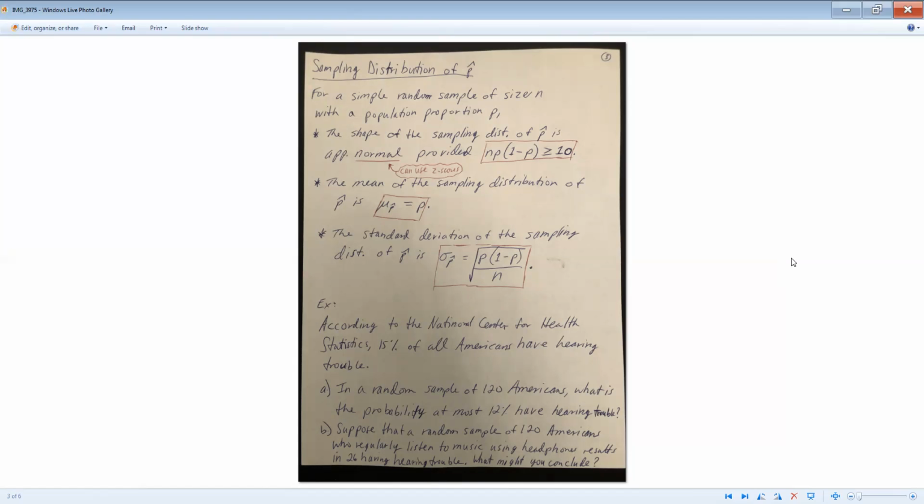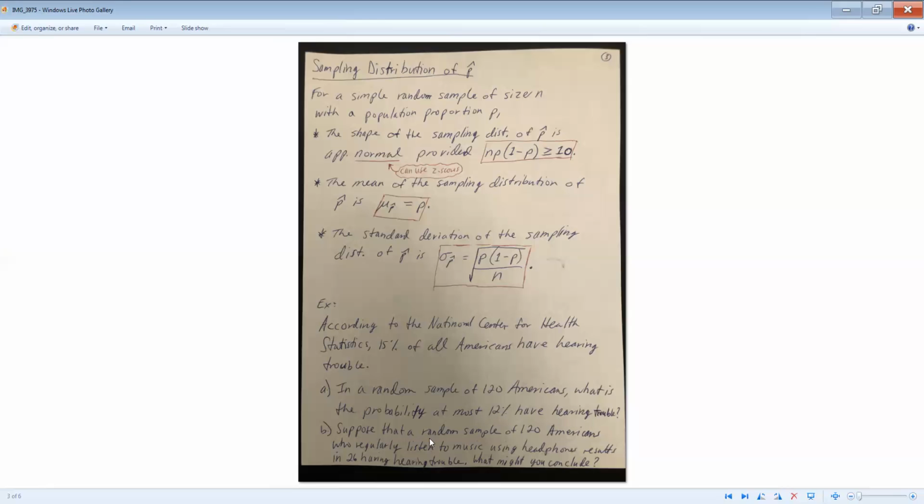So the mean of the sampling distribution of p hat is going to be equal to p, and the standard deviation of the sampling distribution is going to be equal to the square root of p times 1 minus p over n. So let's put some numbers on this. According to the National Center for Health Statistics, 15% of all Americans have hearing trouble. So let's look at A. In a random sample of 120 Americans, what is the probability that at most 12% have hearing trouble?